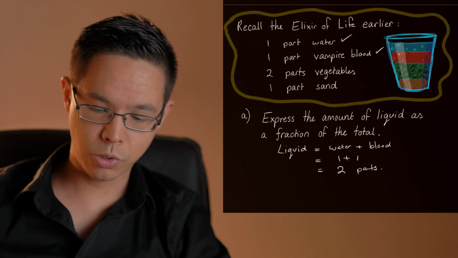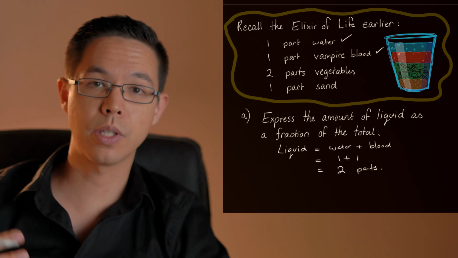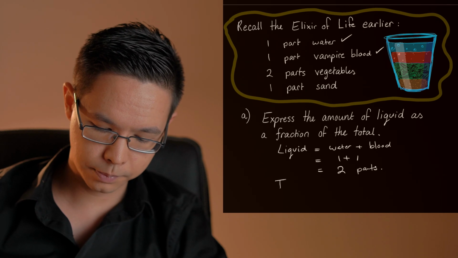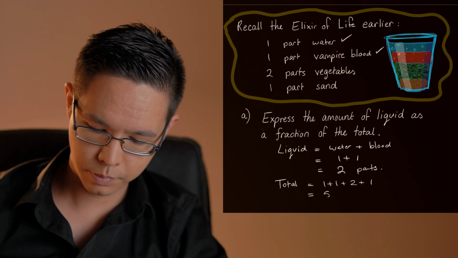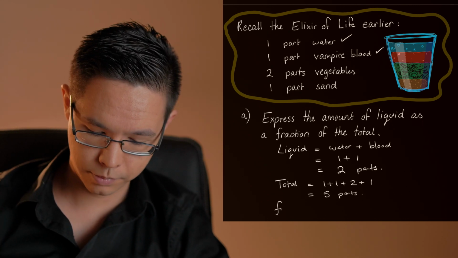Okay, and the original question is about expressing this as a fraction of the total. So I need to find out how much the total parts are. So I'm just going to add all those numbers together. So the total. And now that I have the total, I can put it together as a fraction.